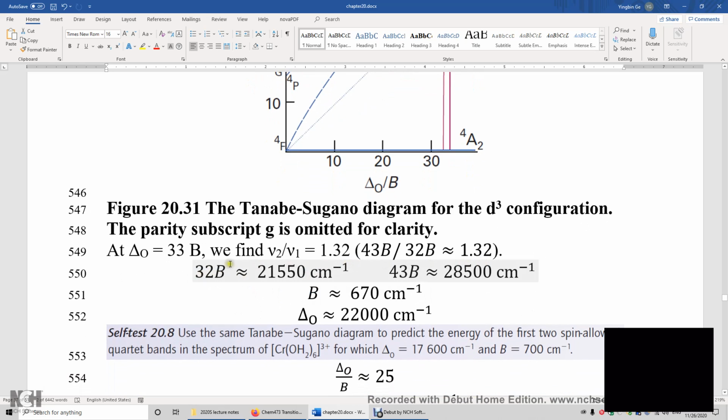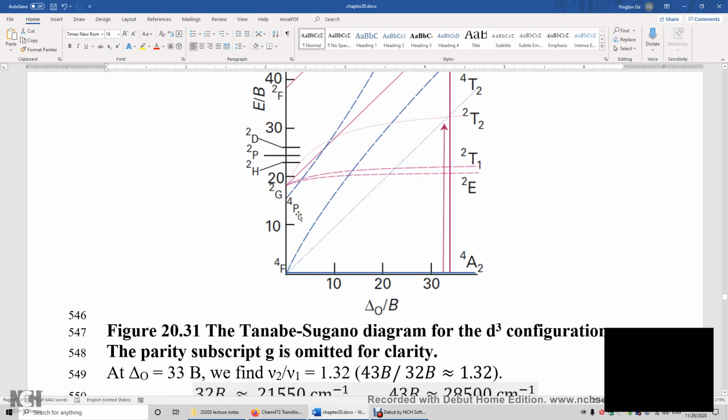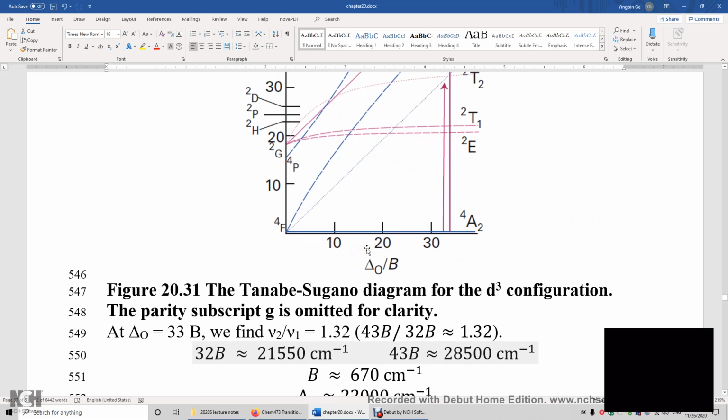And then we can plug in these two equations. 32B is roughly this, 42B is roughly that. There are two equations to solve for B. They are going to be slightly different. It's okay. Again, the Tanabe-Sugano diagram is just an approximation for us to analyze the UV-Vis spectra of transition metal complexes more conveniently, not accurately. So it's really convenient, but it's not very accurate.